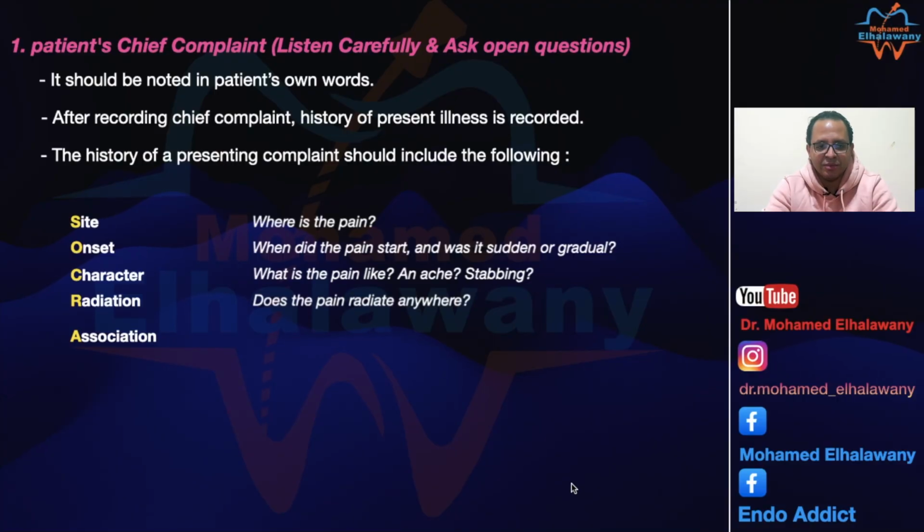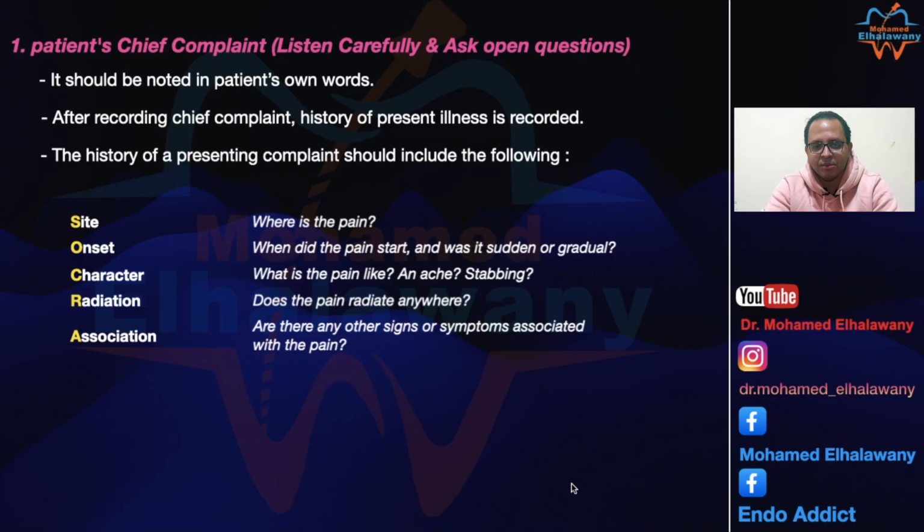Association refers to other symptoms that occur together with the pain, such as swelling, fever, bad taste, difficulty chewing, or sensitivity to hot and cold. These associated symptoms help us understand the cause and the stage of the disease.